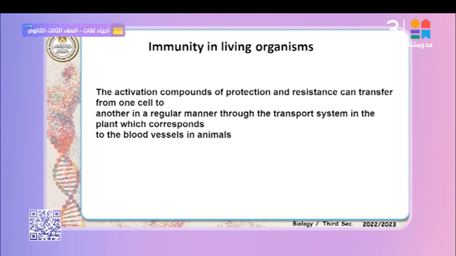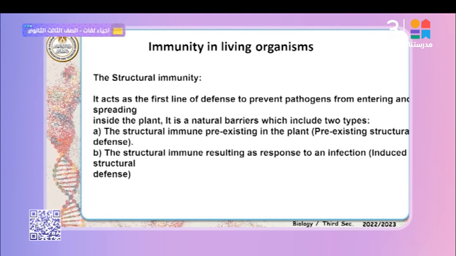The activated compounds for protection and resistance can be transferred from one cell to another through the transport system in the plant, which corresponds to the blood vessels in animals. Now we are going to the first important way, called structural immunity.